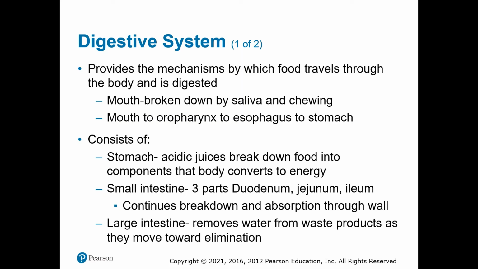The stomach has acidic juices that break down food into the components that will allow the body to convert it to energy. And then your small intestine, which has three parts: your duodenum, your jejunum, and your ileum. This continues to break down that food and absorbs it through the wall of the small intestine. The large intestine then removes water and waste products as they move toward elimination.